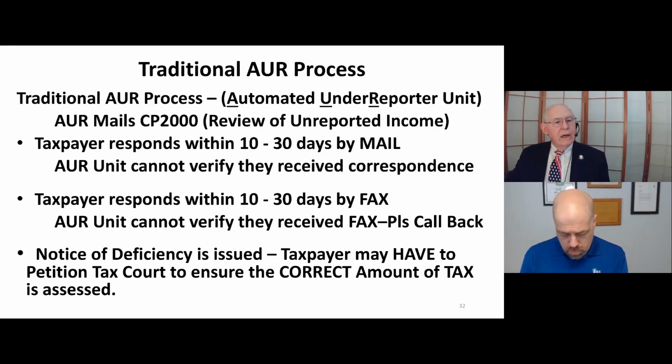Okay, now we're going to talk a little bit about the traditional AUR process. CP 2000 is the automated underreporter unit. Here's what normally happens.